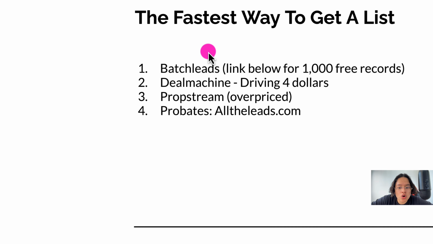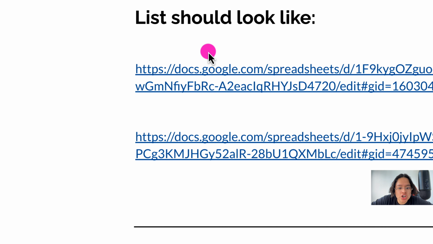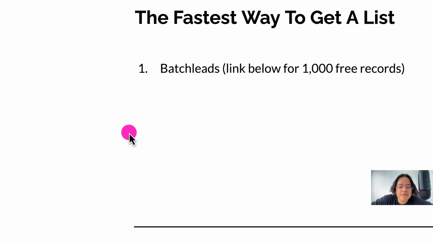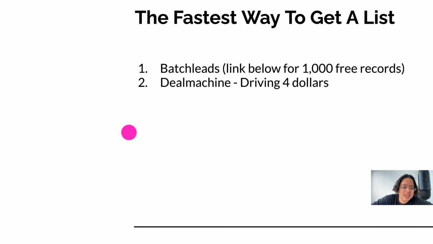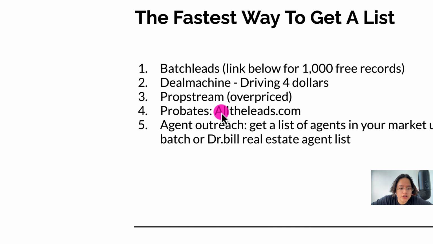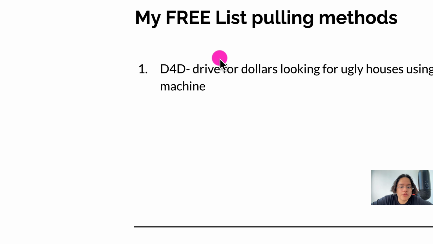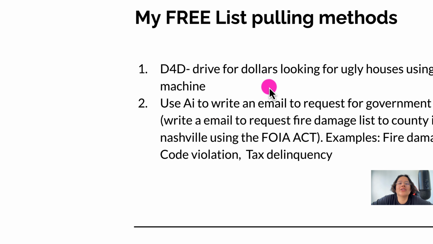So what did we just go over? We went over what a list should look like. We also went over realtor lists if you're trying to do that. But then we went over the fastest way to get a seller list. We mentioned BatchLeads, DealMachine, PropStream is way too overpriced. And if you want probate leads, all the leads, if you want the agent list, you can get it from Batch. Now, if you want a free list of sellers, of course, you're going to do driving for dollars or send a letter to the county to get the fire damage, the code violations, tax delinquency. You can send this out. You just have to find the correct department and send them an email.